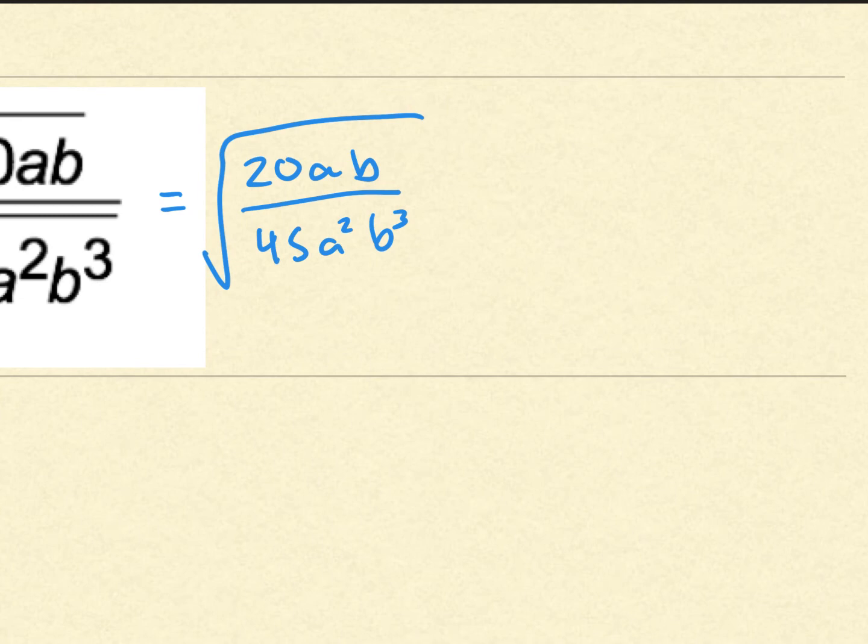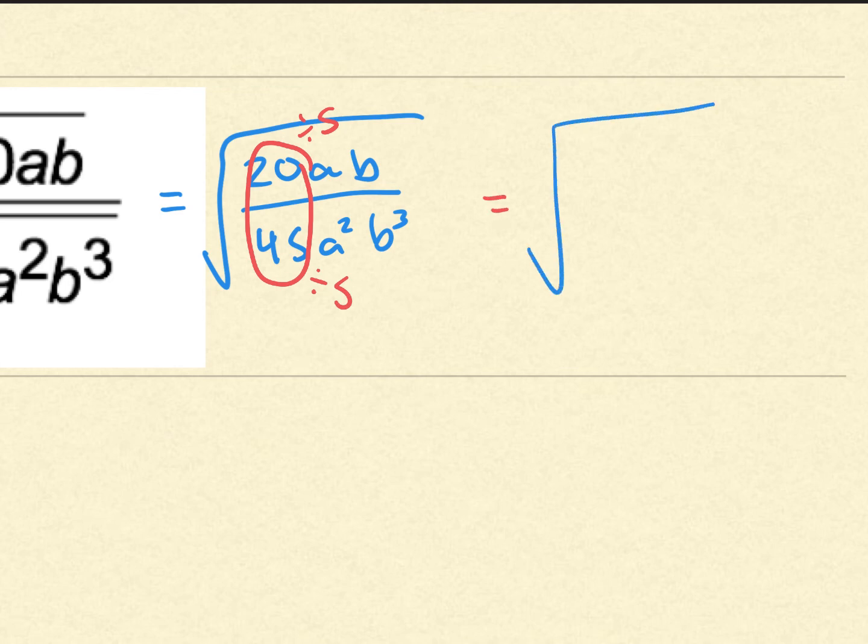So let's start with the numbers. Can I simplify 20 over 45? No. Are you sure? Yeah, you can't do it. Do they have a common factor? What's the common factor? 5. So if I divide them both by 5, what's 20 divided by 5? 4. And what's 45 divided by 5? 9.